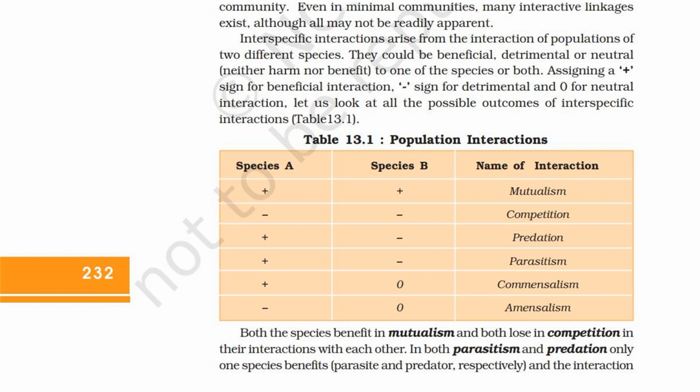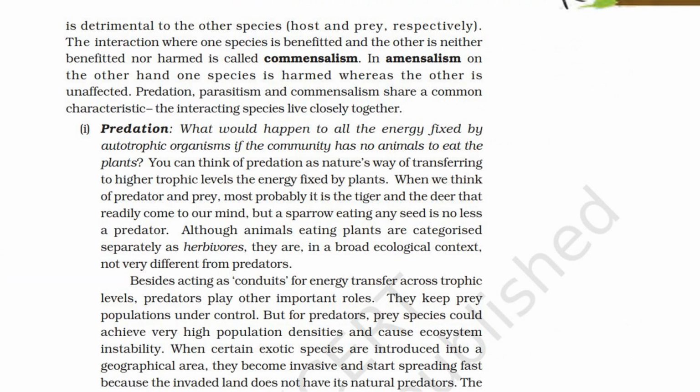Plus-minus predation. Plus-minus parasitism. Plus-0 commensalism. Minus-0 amensalism. Both the species benefit in mutualism and both lose in competition in their interactions with each other. In both parasitism and predation, only one species benefits, parasite and predator respectively, and the interaction is detrimental to the other species, host and prey respectively. The interaction where one species is benefited and the other is neither benefited nor harmed is called commensalism. In amensalism, on the other hand, one species is harmed whereas the other is unaffected. Predation, parasitism and commensalism share a common characteristic: the interacting species live closely together.